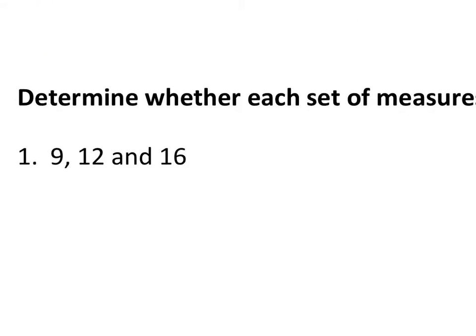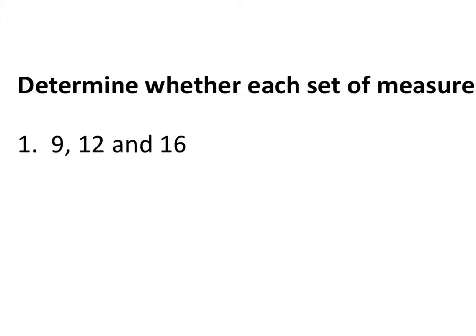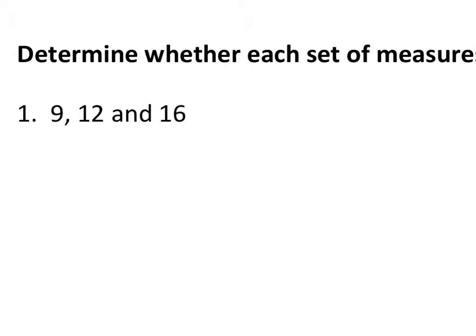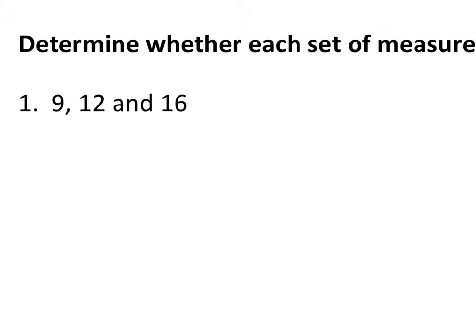All right, so for this, it's saying determine whether each set of measures can be the lengths of the sides of a right triangle. It's basically just asking you, if you had a triangle and the measures of the sides were 9, 12, and 16, would you have a right angle in it? So if you look at the sides, again, you want to identify what A, B, and C are. Well, C always has to be the longest side, so obviously this 16 is going to be C. You could make 9 A and 12 B. Doesn't really matter what you make A and B. You could switch those, but C always has to be the longest side.